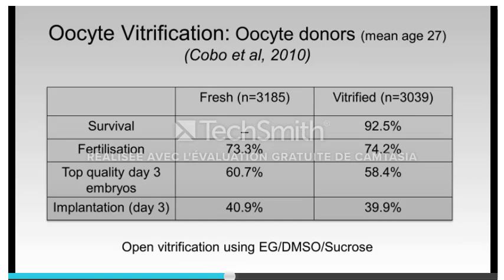Oocyte vitrification, now moving on to the clinical phase of verification, again shows survival levels over 90%, with fertilization rates, embryo quality at cleavage stages, and implantation rates with the transfer of day 3 embryos being essentially identical in the fresh and frozen material. And that's again using the open vitrification system, using ethylene glycol and dimethyl sulfoxide.